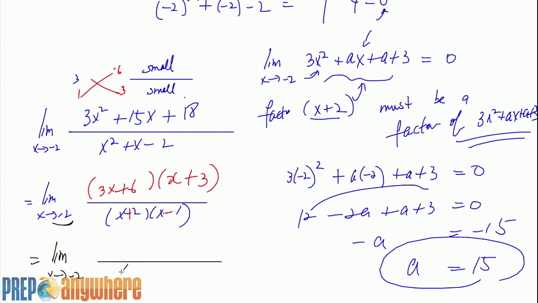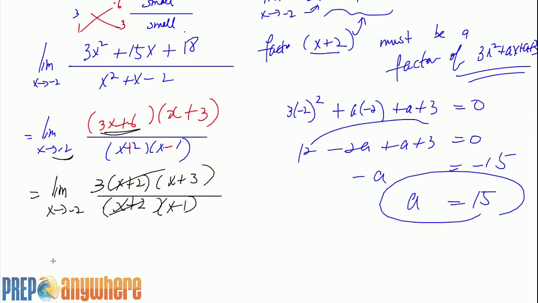Okay, so let me just write that again clearly. In the top you can factor out 3 from there and you get x plus 2. So that'll cancel out and the limit will approach 3 times (-2 plus 3) over (-2 minus 1), so you get 3 times 1 over -3, so the limit is -1.